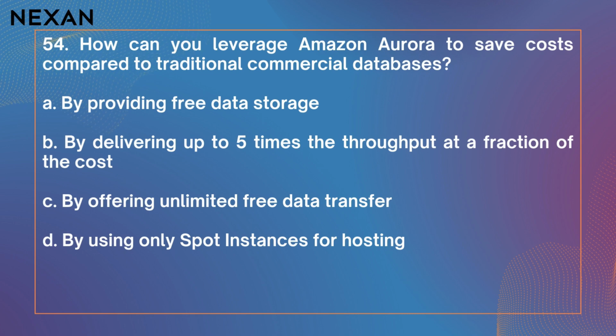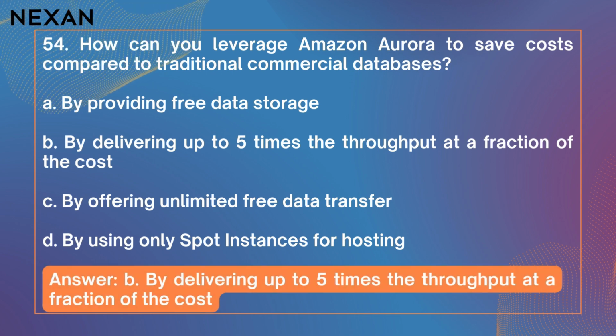54. How can you leverage Amazon Aurora to save costs compared to traditional commercial databases? A. By providing free data storage. B. By delivering up to 5 times the throughput at a fraction of the cost. C. By offering unlimited free data transfer. D. By using only spot instances for hosting. Answer: B. By delivering up to 5 times the throughput at a fraction of the cost.